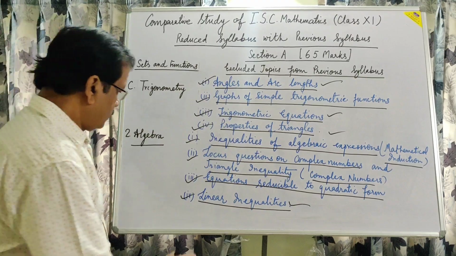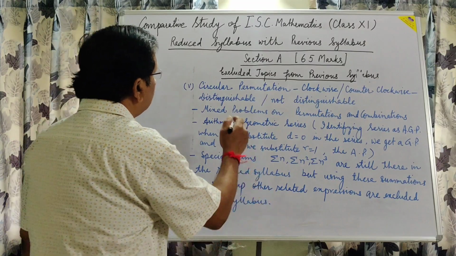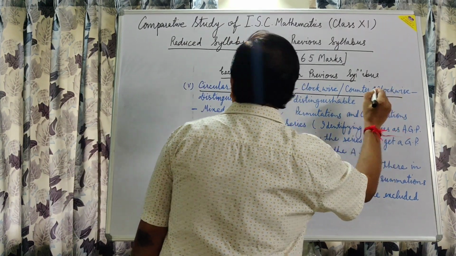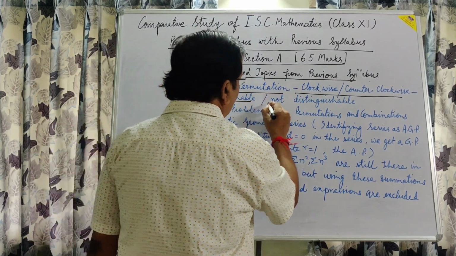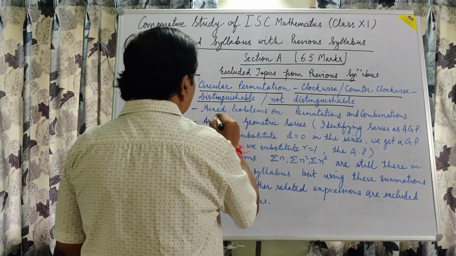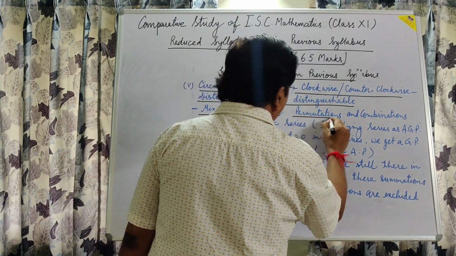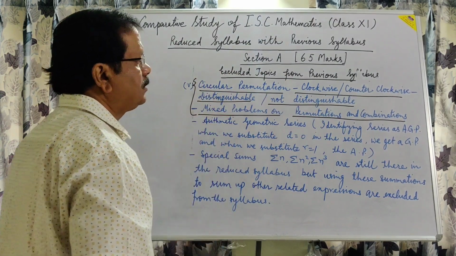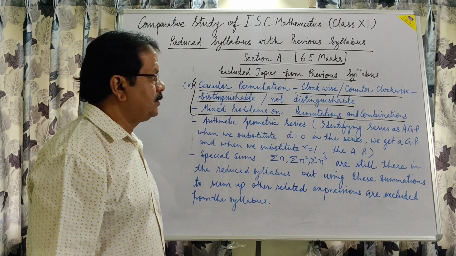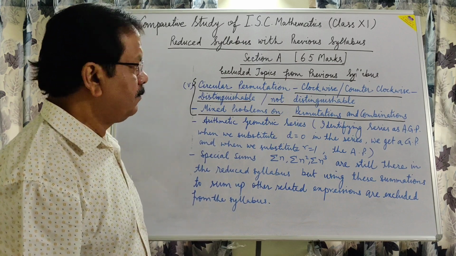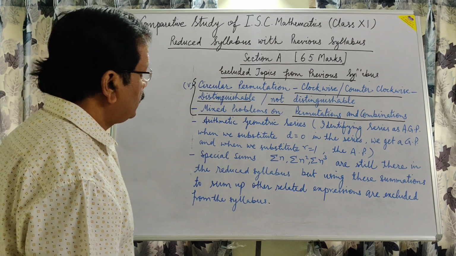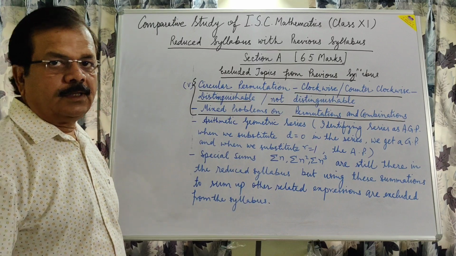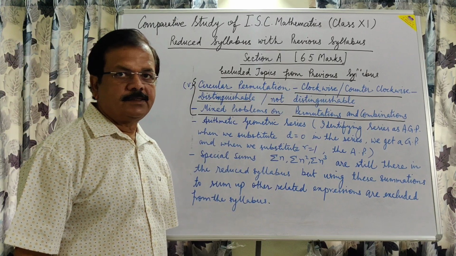Now the fifth one, circular permutation: clockwise, counterclockwise, distinguishable, not distinguishable, and mixed problems on permutations and combinations. These subtopics are excluded from the chapter permutations and combinations from the previous syllabus. Now, nothing is excluded from the chapter binomial theorem. All the topics will remain as they are.